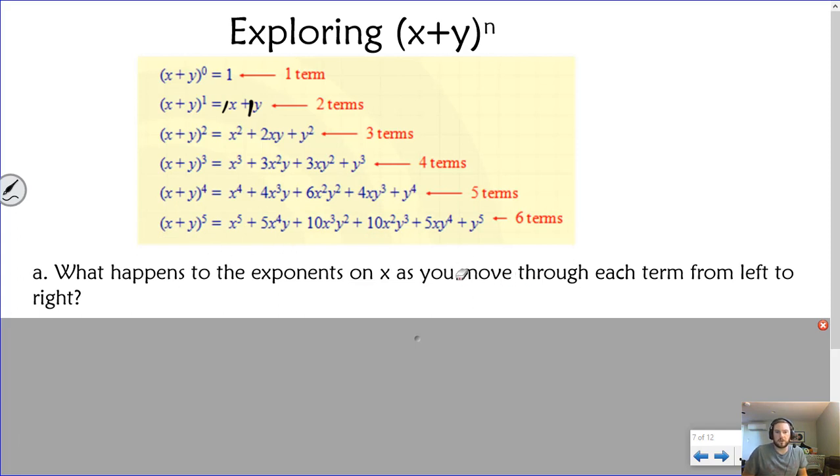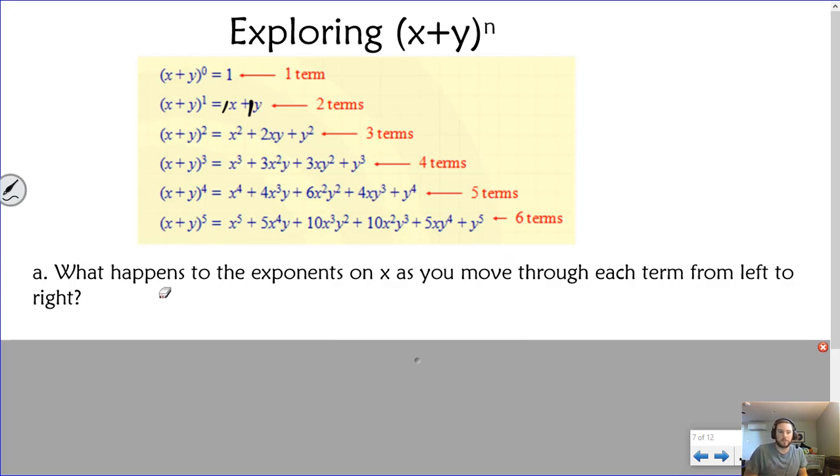So what happens to the exponents on the x as you move through each term from left to right? If I look at the powers of x, for example the final one, x plus y to the power 5, we have x to the 5, x to the 4, x to the 3, x to the 2, x to the 1, and then finally x to the 0. So as we move from left to right, the powers decrease by 1, right? Every time we go to the next term, the power of x is going to decrease by 1.